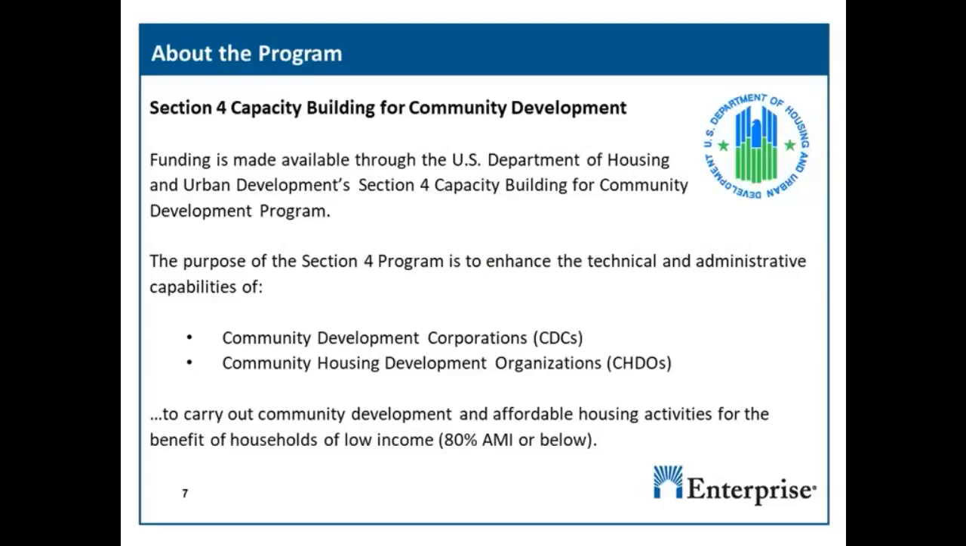And the purpose of the Section 4 program is to enhance the technical and administrative capabilities of community development corporations, or CDCs, and community housing development organizations, also known as CHODOs. And grant funds are used to build CDC and CHODO capacity to carry out community development and affordable housing activities for the benefit of households with low income, which for the purposes of this program is defined as 80% AMI or below.